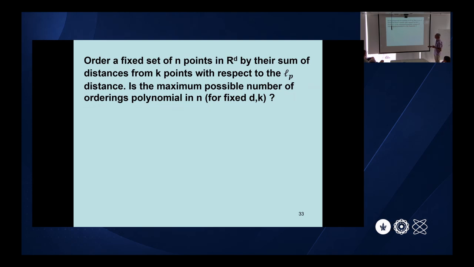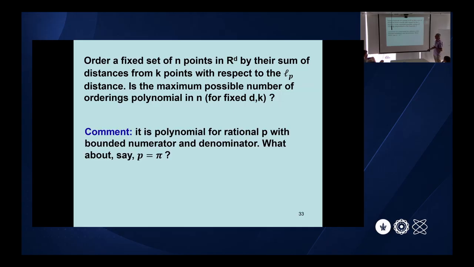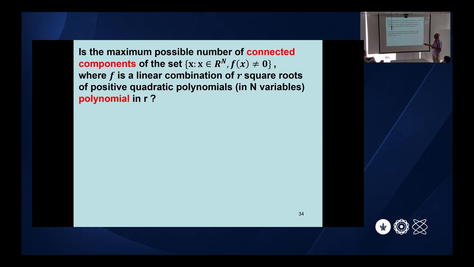Here is another thing. Suppose you order the endpoints with respect to some other distance, let's say the ℓp norm. It looks like the number of orderings should still not be too big. The proof I showed would work if p is rational with bounded numerator and denominator. But what if p equals pi, for example? It still looks like probably you cannot get too many.